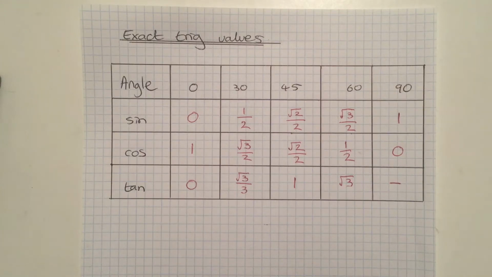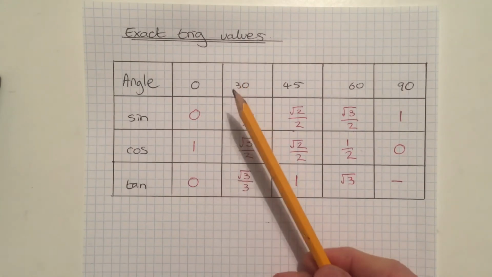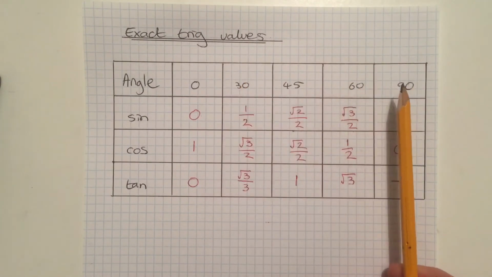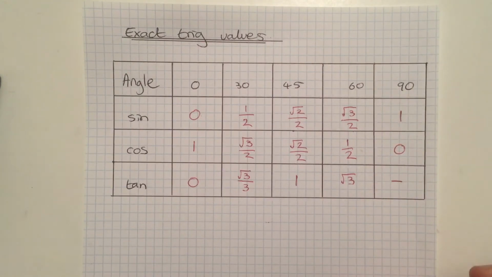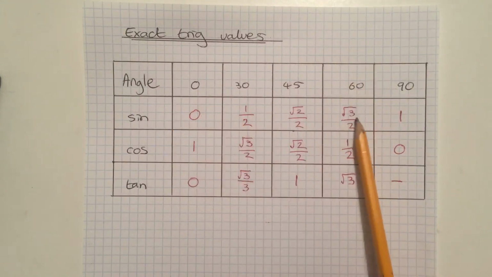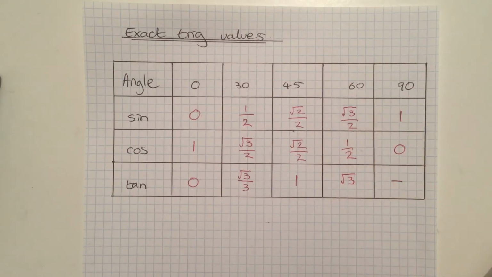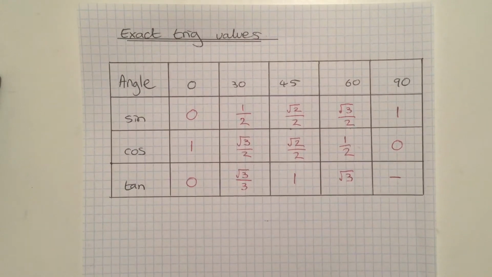This video is all about the exact trigonometric values. If you know these, you will be able to do trigonometry without a calculator. You need to know them for the angles of 30, 45, 60 and 90 degrees. For example, you need to know that sine 60 is root 3 over 2, that cos 45 is root 2 over 2, that tan 45 is 1, and so on. You need to know all of this information.